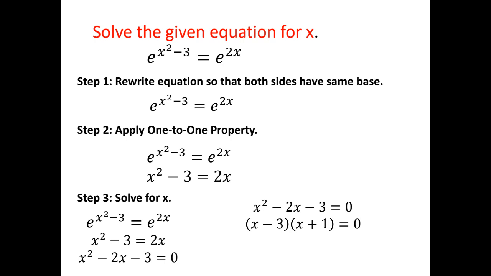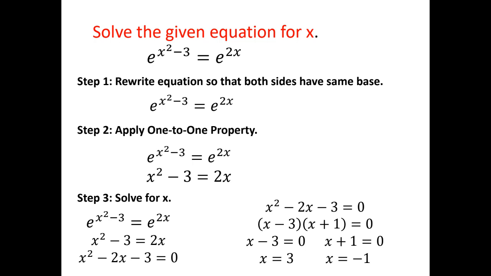Okay, so to solve for this, I know that the only way that I can get 0 is if either x minus 3 is equal to 0 or x plus 1 is equal to 0. And now we can see that the solutions for this could be x equals 3 and/or x equals negative 1. Okay.